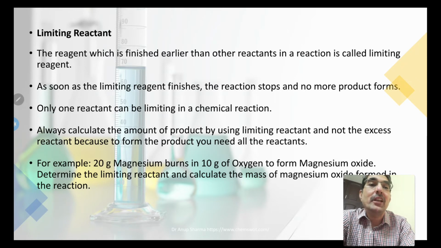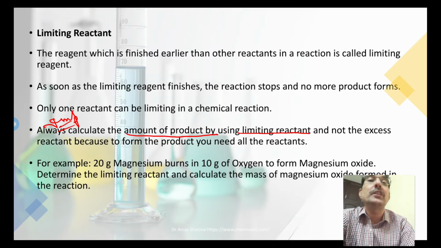Only one reactant can be limiting in a chemical reaction, because one is limiting and another is in excess. So always calculate the amount of product by using the limiting reactant. This is a very important step. If there is a limiting reactant in the equation, then you must form the product by using the limiting reactant and not the excess reactant, because the reaction will stop as soon as the limiting reactant is finished, and that is why there will not be any addition of the product in the reaction.